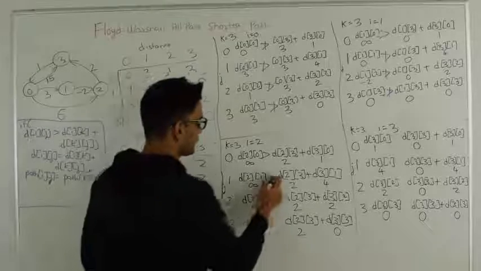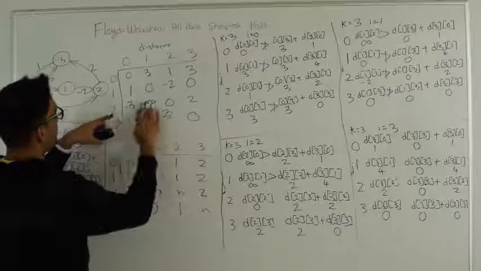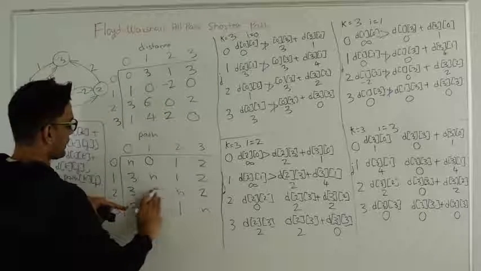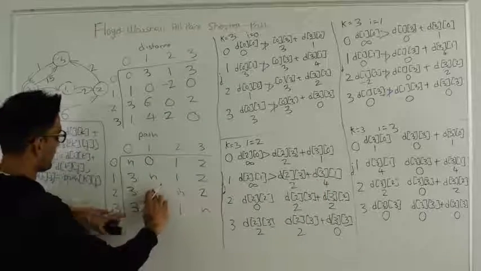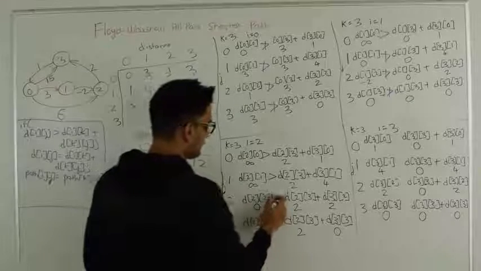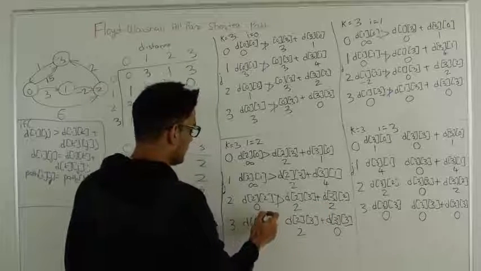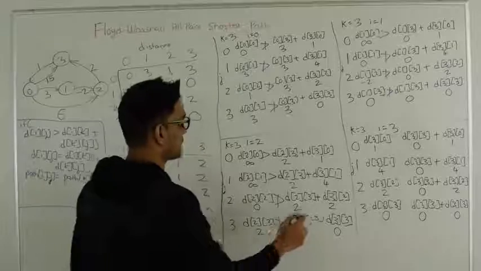Infinity is greater than 2 plus 4, yes. So we again go to [2][1] and set this value to be 6. And we go to [2][1] in the path matrix and set this value to be whatever is at [3][1]. So at [3][1] we have value 0, so this becomes 0. 0 plus 2 is not, and 2 plus 2 is not greater than 0. 2 is not greater than 2 plus 0.